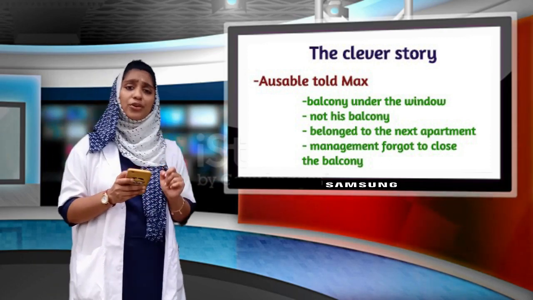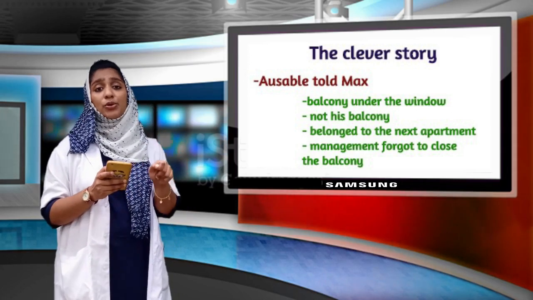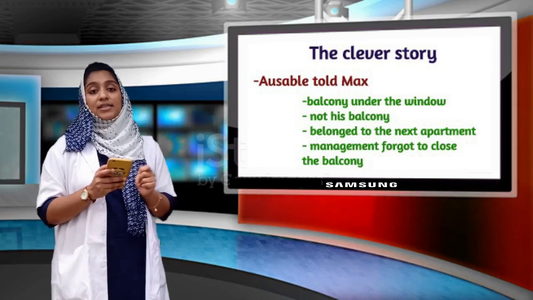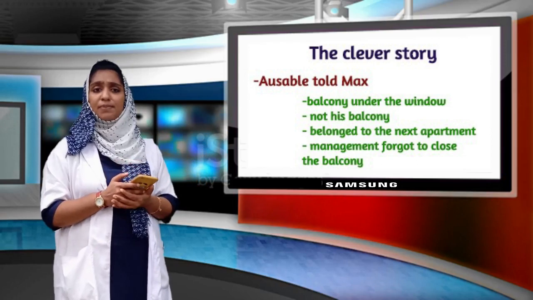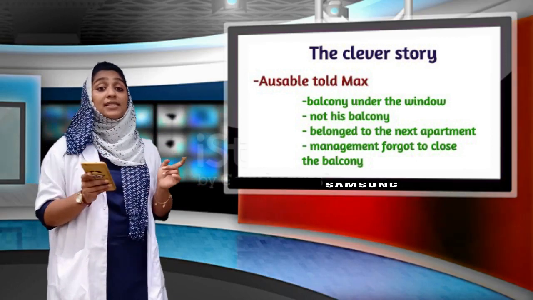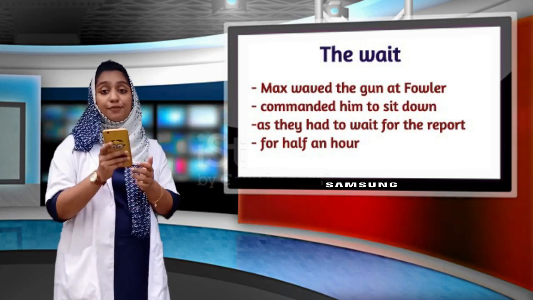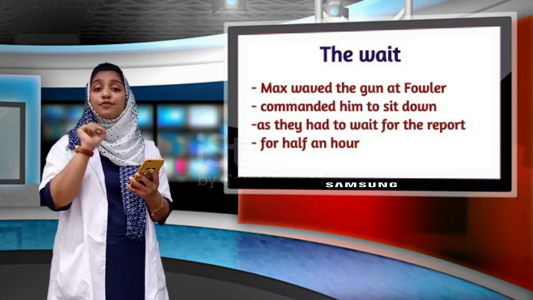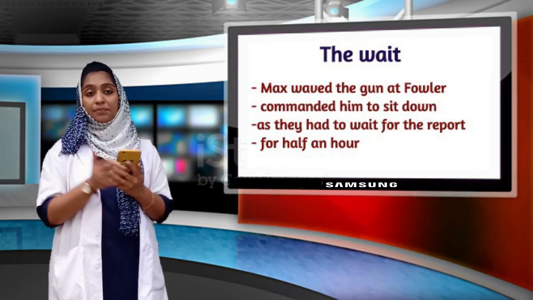But Max was not ready to accept it. He said, "No, I came into the room through a spare key, not through the balcony." And Fowler again looked at the window. He didn't find anything special there. Next, the wait starts. Max waved the gun at Fowler and told him, "Take a chair and sit, because we have to wait for that important paper to arrive, and it will take half an hour."